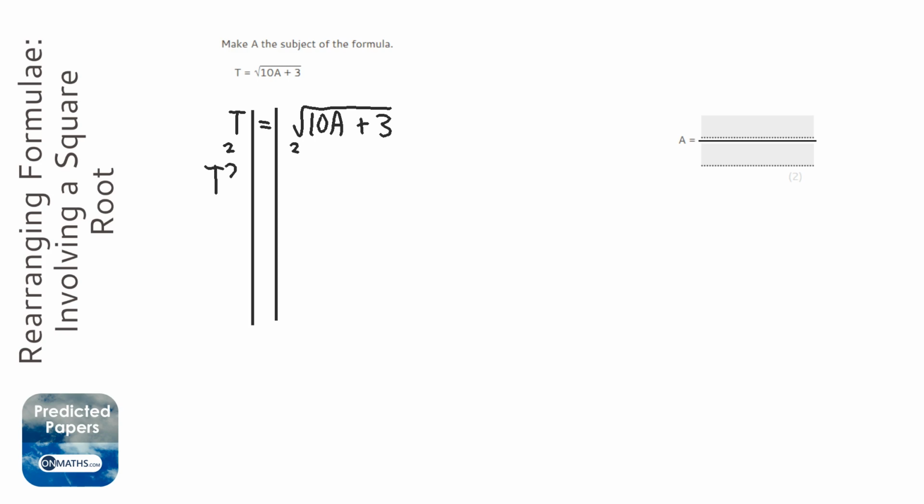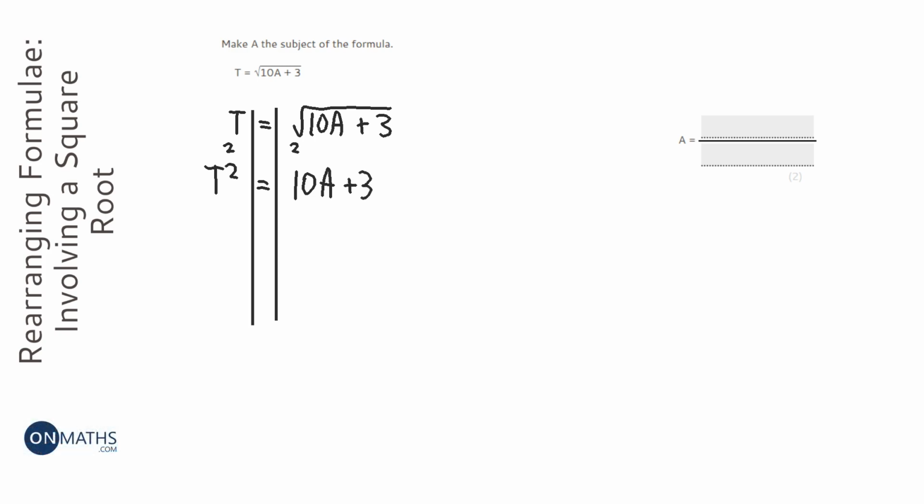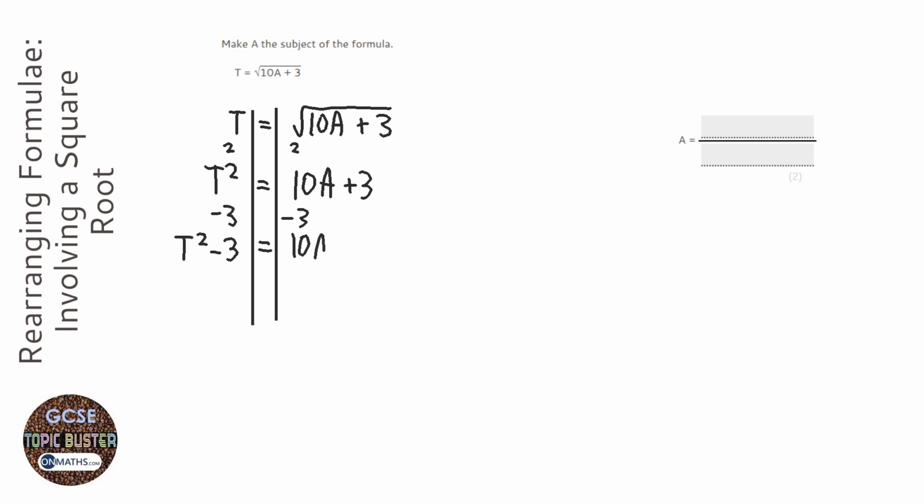So we've got t squared equals, and when I square the square root, it just gets rid of the square root. Okay, next I need to get rid of that 3, so I'm going to take away 3 from both sides. So we've got t squared minus 3 equals 10a. Then I'm going to get rid of that 10. Now that's a times 10 there, so I need to divide both sides by 10.